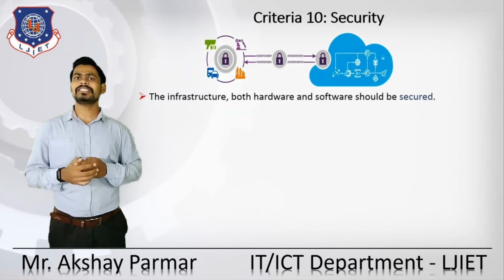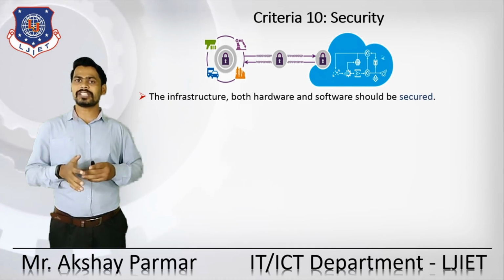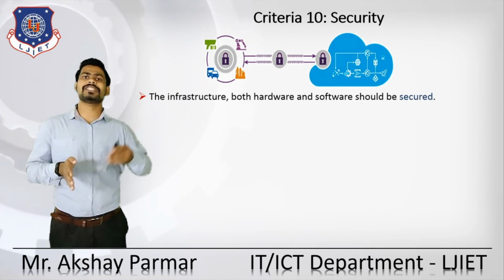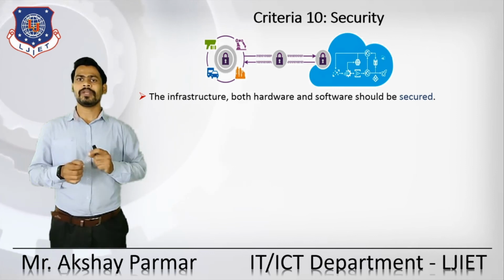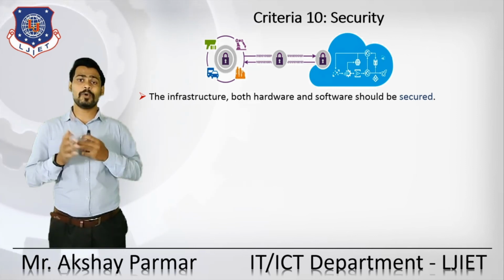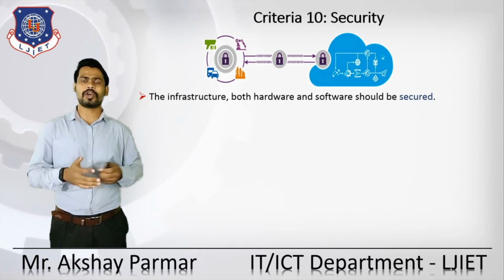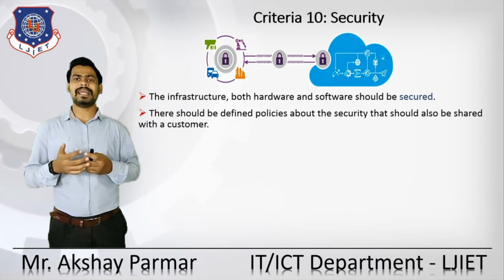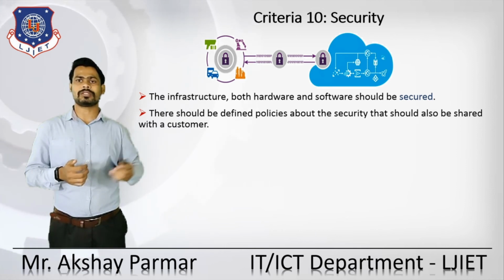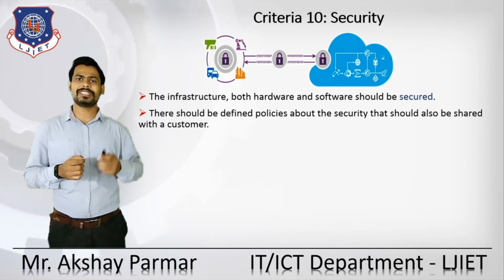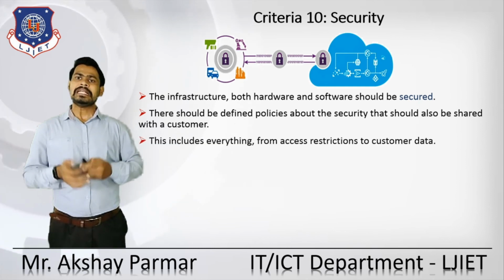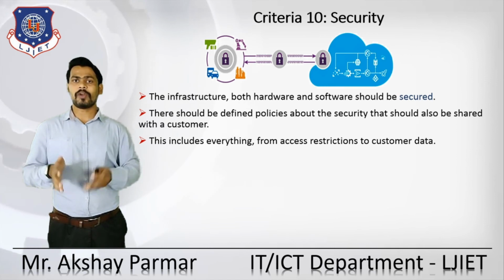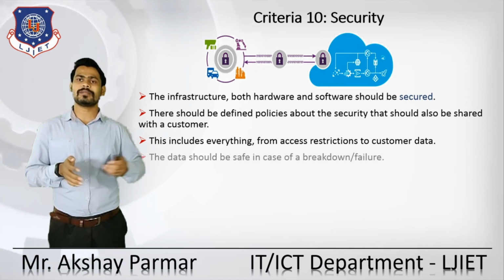The tenth criterion is security. The infrastructure, both the hardware as well as the software, should be secure. If your infrastructure is not secure, then your data can be compromised, and that can lead to huge market loss. There should be a defined policy about security that is also shared with the customer. This includes everything from access restriction to the customer data.